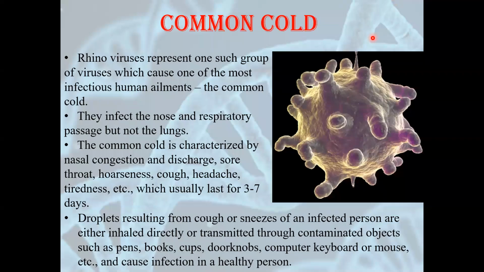The third and most common disease is the common cold. The common cold is caused by viruses called rhinoviruses. They are one group of viruses, and they cause the infectious human ailment, the common cold. Which part of the body does it infect? They infect the nose and respiratory passage, but they do not reach the lungs. So they are not very harmful, unlike pneumonia.